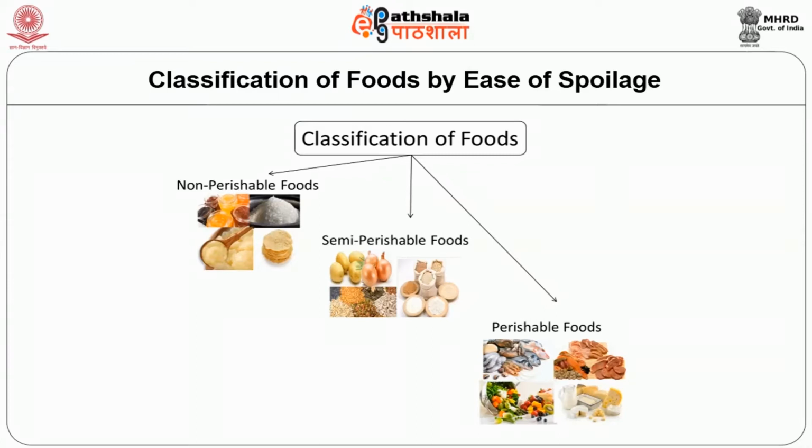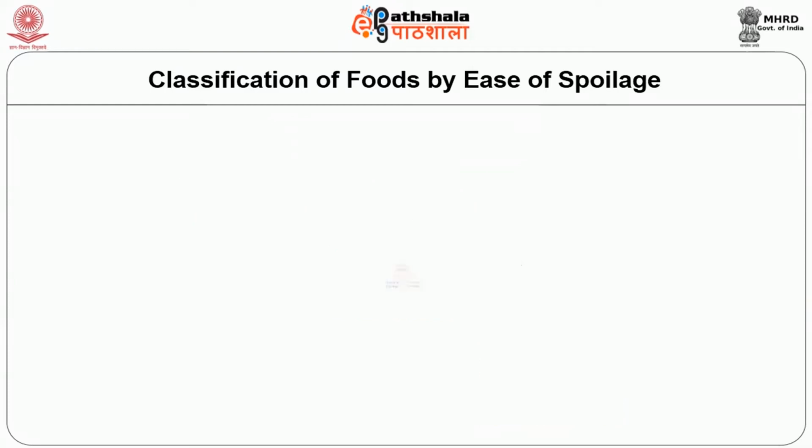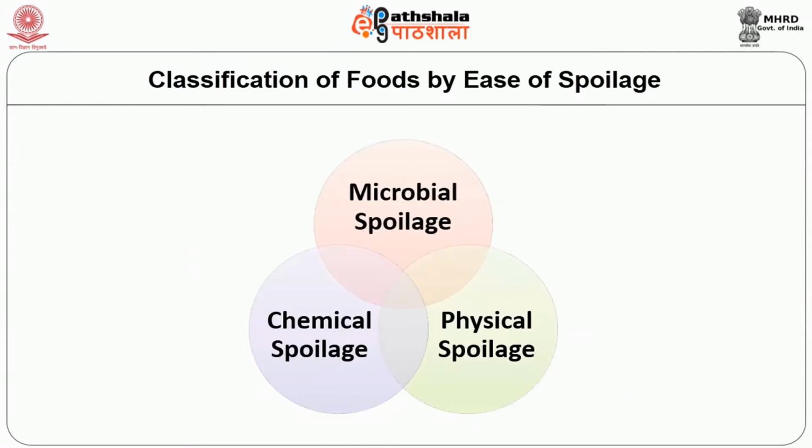The third type is perishable foods. The perishable food products include milk and milk products, egg, meat, poultry, fish, fruits and vegetables such as banana, apple and green leafy vegetables. They are high moisture foods and ideal for microbial growth. They have a very short shelf life and easily spoil by enzymatic activities. Next, we will move on to the types of food spoilage.